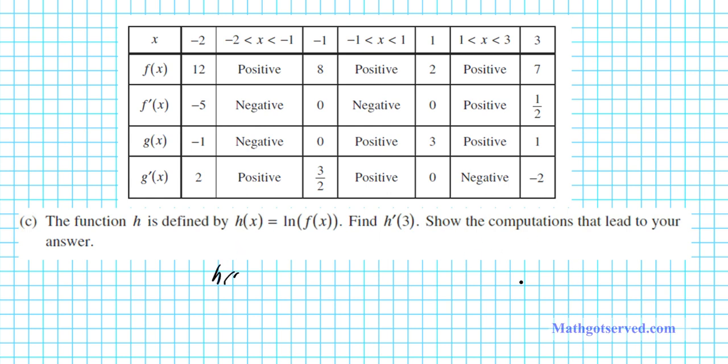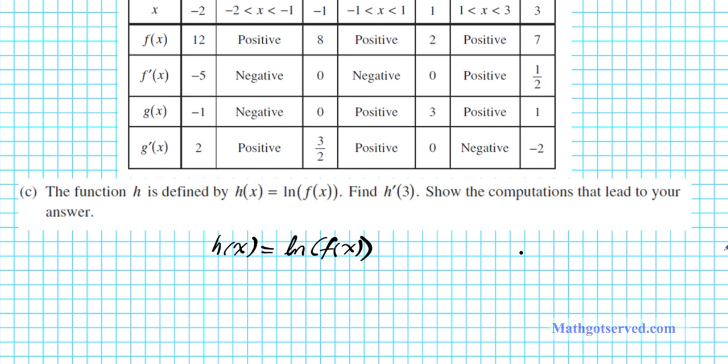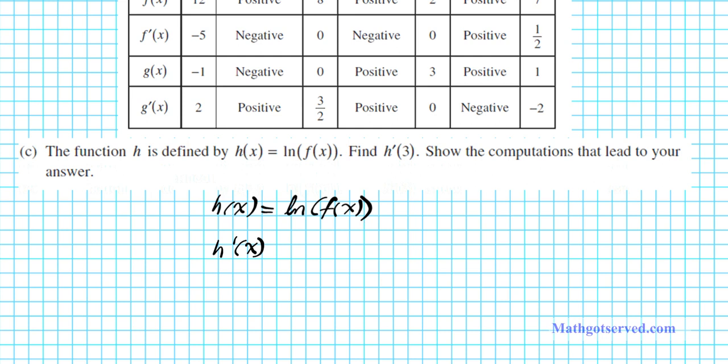So h of x is equal to the natural logarithm of f of x. If you find the derivative of this function, h prime of x, what do you notice here? You notice that you have a composite function. Anytime you have a composite function, you want to use the chain rule. If I apply the chain rule here, the derivative of the natural logarithm of u is going to be 1 over u, which is 1 over f of x, where u is f of x, times the derivative u prime, which is f prime of x.